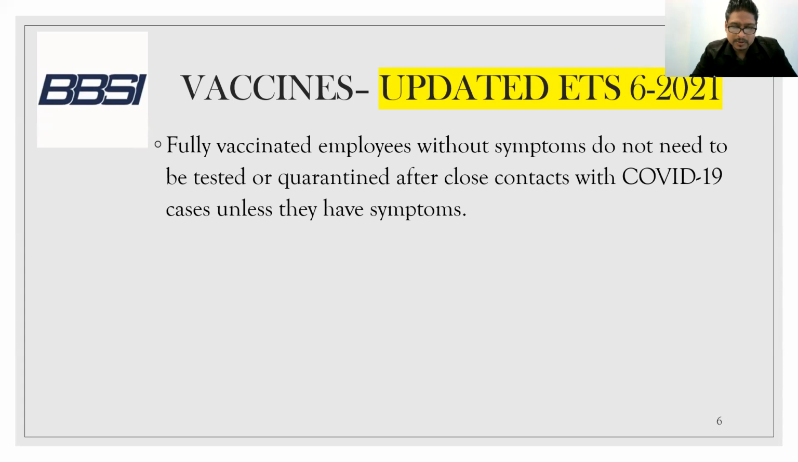All right, so this is really one of the major changes in the revised ETS. We're going to talk a little bit more in detail about vaccines, but fully vaccinated employees without symptoms do not need to be tested or quarantined after close contact with COVID-19 cases unless they have symptoms, right? Because what they realized was that as people got vaccinated, the likelihood of severe illness or even transmission of COVID was minimized. So they changed the regulation so that if you were vaccinated, you weren't required to be tested or quarantined, as compared to non-vaccinated employees, who were required to be quarantined or tested.